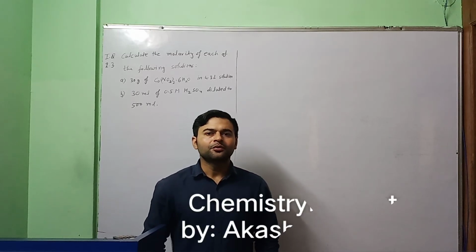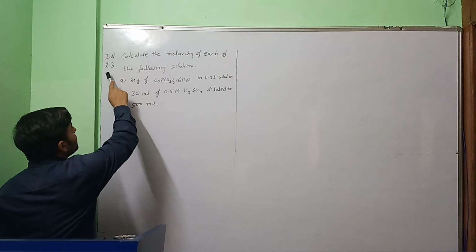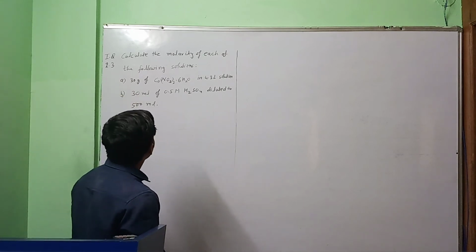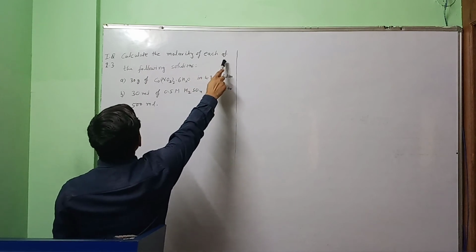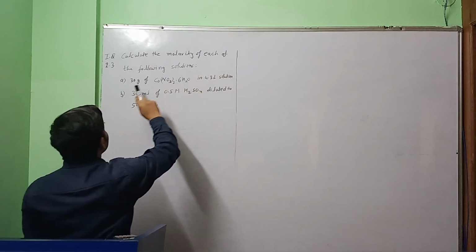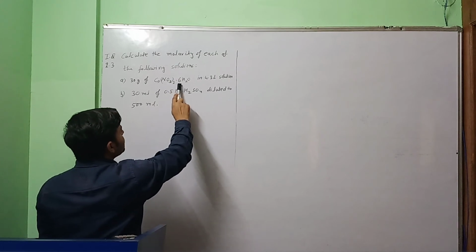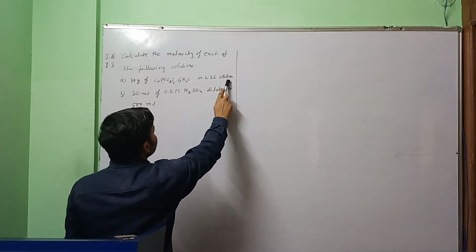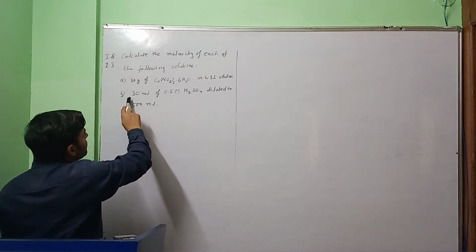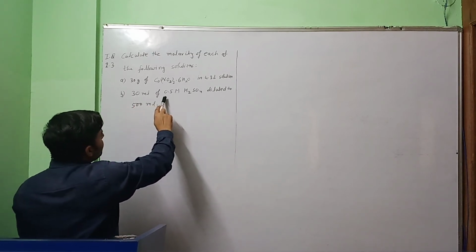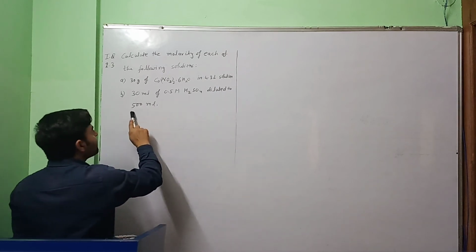The question we have to solve now is in-text question 2.3. The question is: calculate the molarity of each of the following solutions. A: 30 gram of Co(NO3)2·6H2O in 4.3 liter solution. B: 30 ml of 0.5 M H2SO4 diluted to 500 ml.